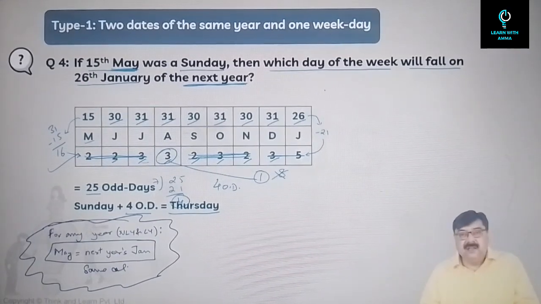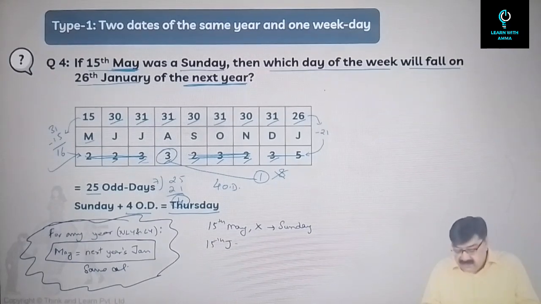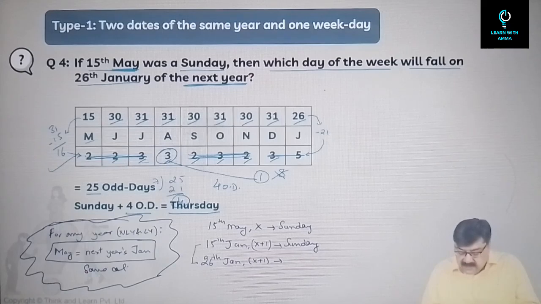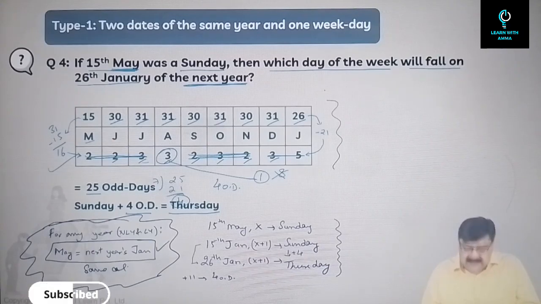All right, let's reduce the length of the question now. 15th May of year X, let us say, is a Sunday. It means that 15th January of year X plus 1, that is next year after year X, is also going to be a Sunday. Now 15th January to 26th of January of the year X plus 1. Now from 15 to 26, you know these are 11 days. Now 11 days would mean 4 odd days. So 4 days ahead of Sunday is Thursday. Well, this is the time period which was required to solve this question. So the long calculation becomes redundant. If you remember these concepts, they will save you time.